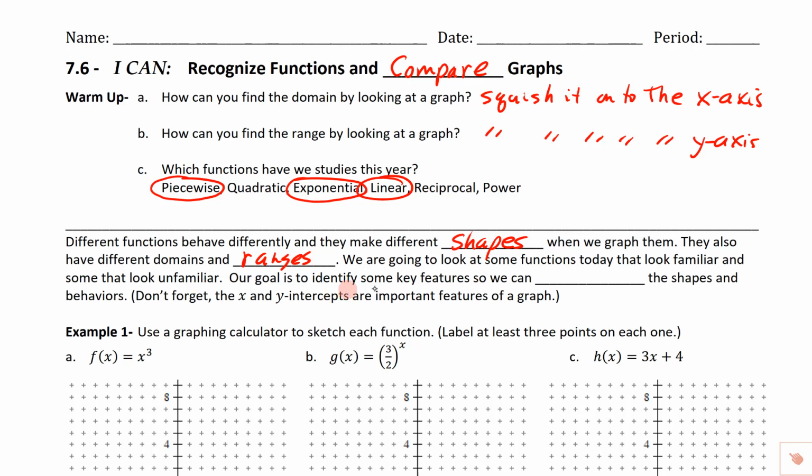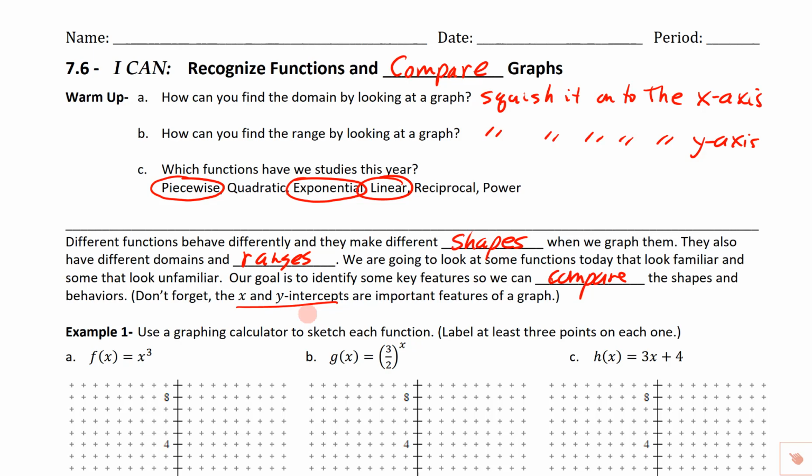Here's our goal. Our goal is to identify some key features so we can compare the shapes. All right. And once we compare those shapes, we've got some basic features, we're going to be able to look at the overall behaviors and maybe answer a few questions. Now, please don't forget that x and y-intercepts are a really important part of any graph. If it's got an x-intercept, we want to grab each one of those if there's more than one. And remember, it can only have one y-intercept, so that's an important point. If it's got a y-intercept, we want to make sure we have that. You might want to think about why it can only have one y-intercept if it's a function.